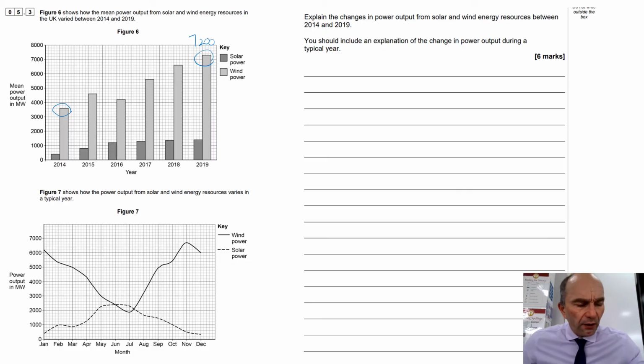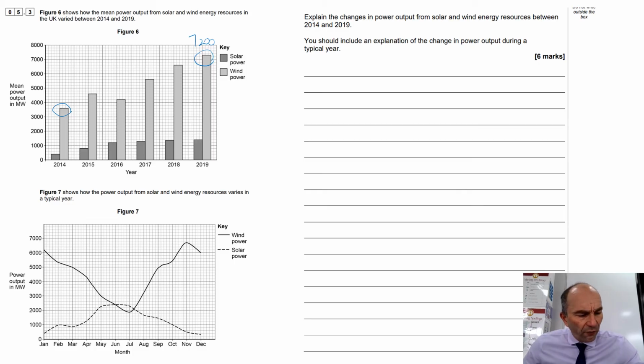Now, why did we get an increase from 2014 to 2019? Well, it's probably not because the country is necessarily getting windier, although you could talk about climate change, more extreme weathers. That would actually give you some credit. However, the more sensible answer is we have built more wind turbines. If we've built more wind turbines, we're going to produce more power from them. Now, if we're going to talk about the trend with solar power, that starts off quite low.